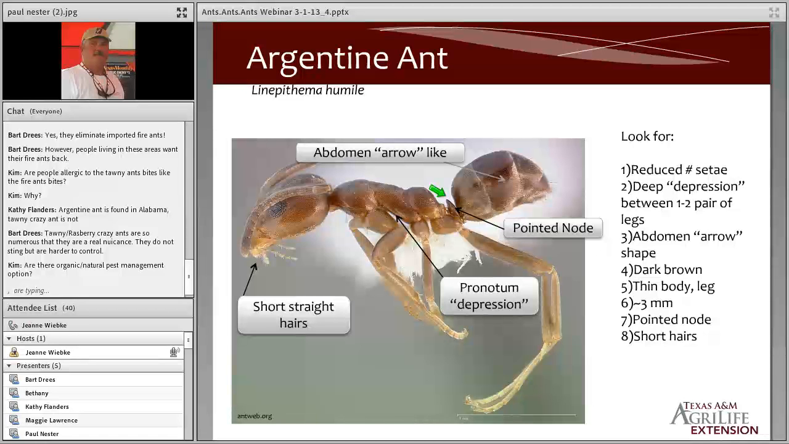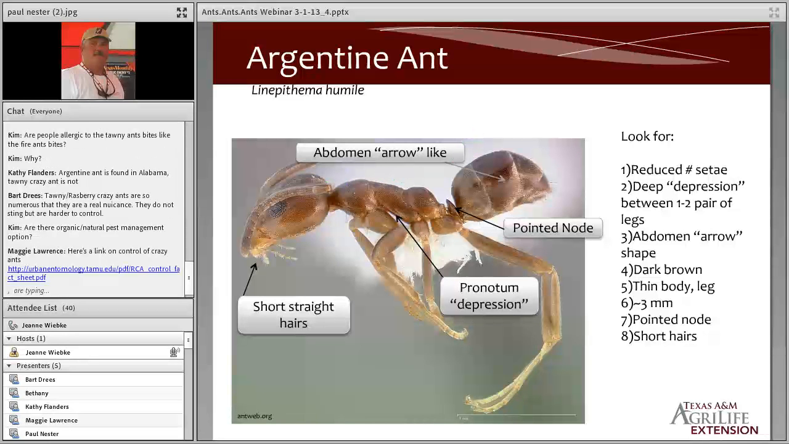The odorous house ant, though, tends to have a more flat node and not as pointed. That is one of the IDing characteristics. So it's very important to have the ant ID'd because the control strategy will be just a little different. Also see the antennae. The antennae is just a little longer than the head, as opposed to the tawny crazy ant. And then we want to notice that the ant itself has a reduced number of setae, which is the very large, coarse type of hairs. It does have some pubescence, very minimal.